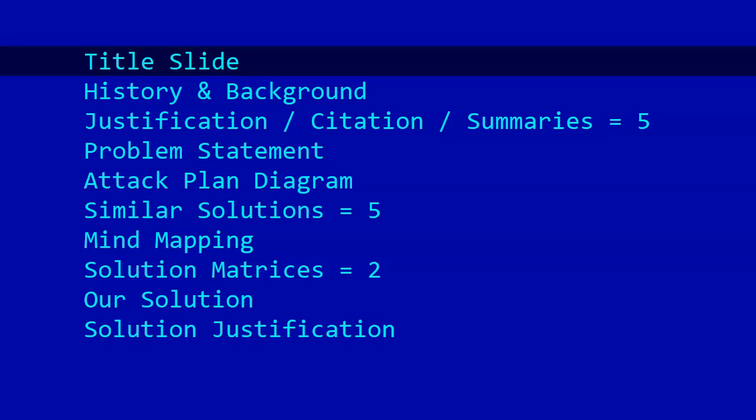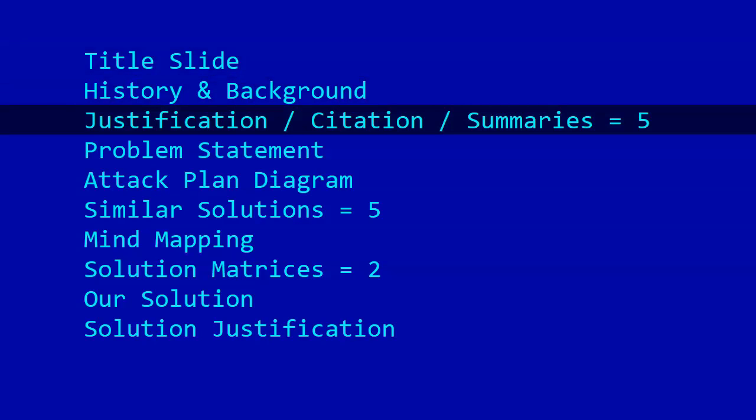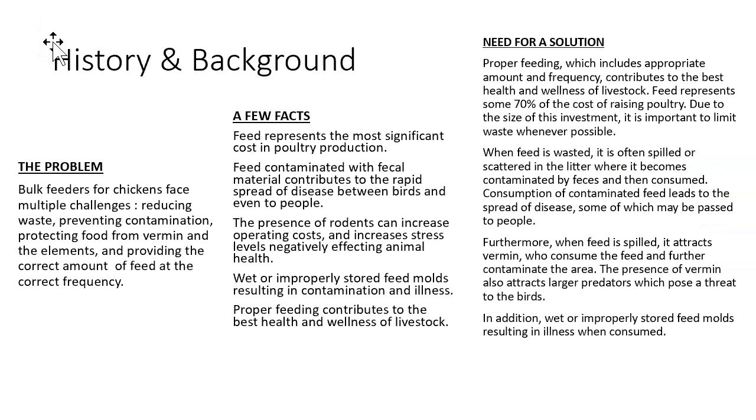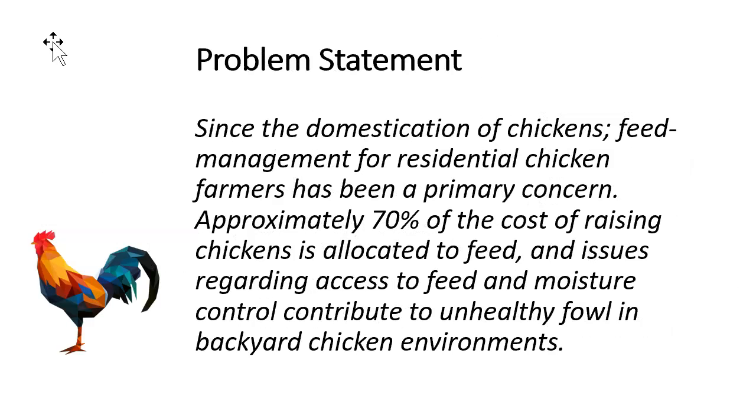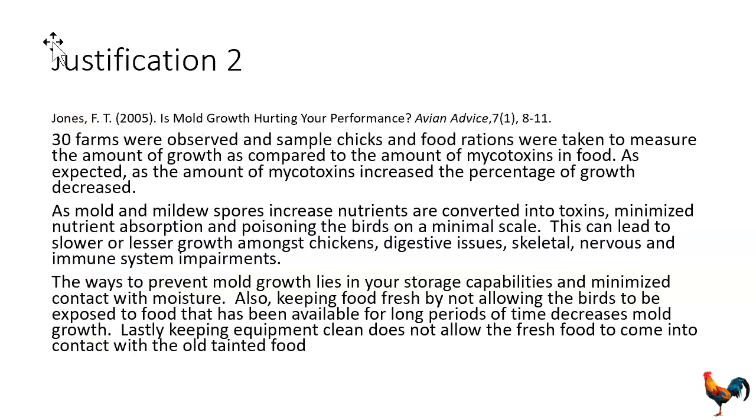Your final slide deck is going to start with a title slide. It will include some history and background. You will need to have 5 justifications, citations, and summaries. Let me talk about those really quickly. So this is the title slide, history and background, establish the need for a solution, your problem statement, and then justifications. And I think what I explained to you guys earlier this year is it should look like this.